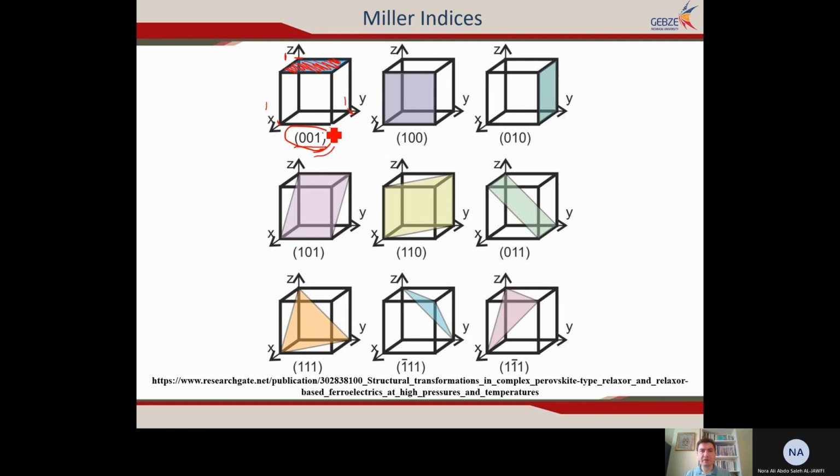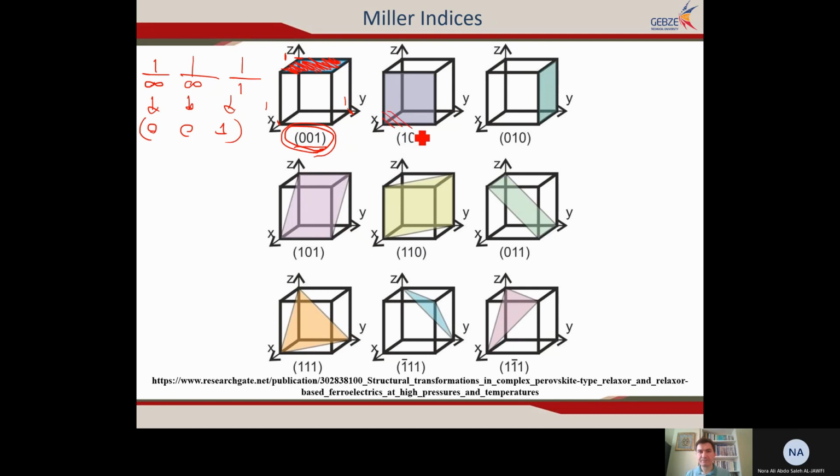Okay, in order to determine this surface, you have to find where this surface cuts the x, where it cuts the y, and where it cuts the z-axis. So from the figure, you can see that it cuts the x-axis at infinity, and also the same for the y, but it cuts the z-axis at 1. So this is 0, this is 0, this is 1. So this is the 001 surface.